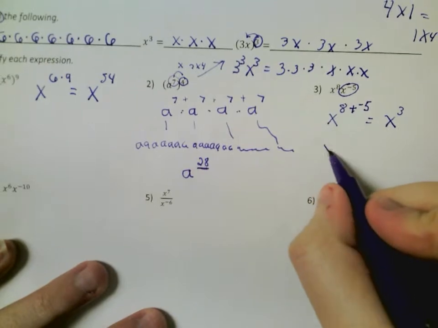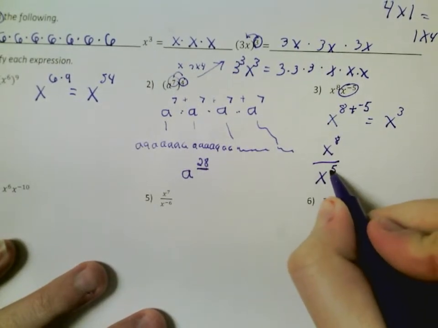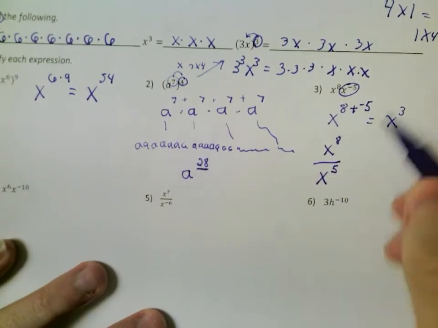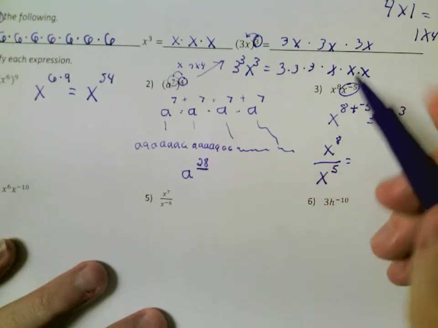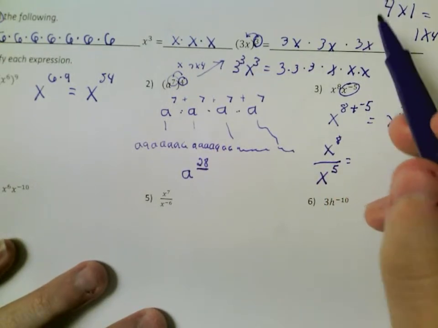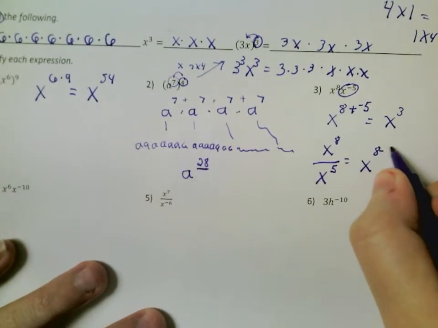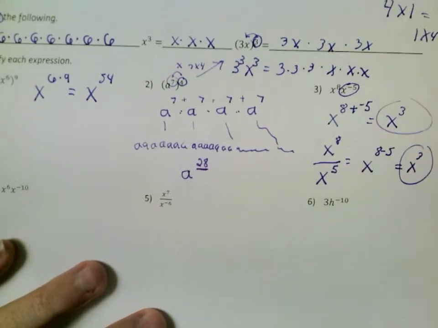That's absolutely true. So you could also move that x down below. So I took that negative 5 and moved it to the bottom and made it positive. And now what I have is a division problem. So if you go up above and say what happens when we do division, you should be doing subtraction. So 8 minus 5 gives me x to the third, again, getting that same answer.